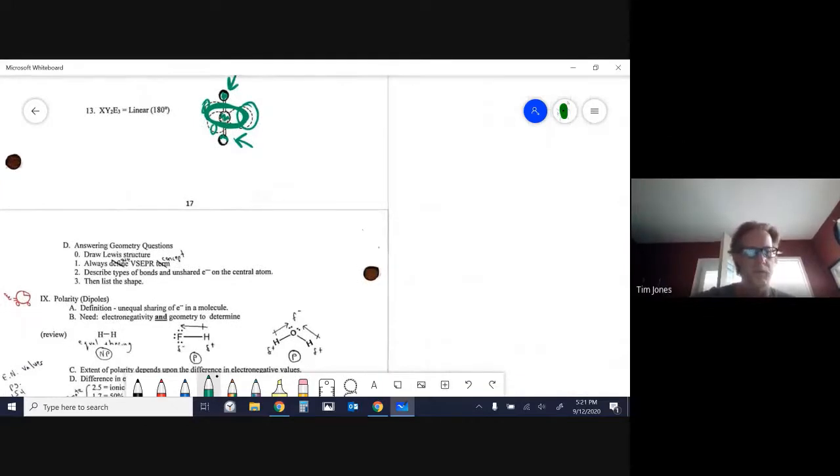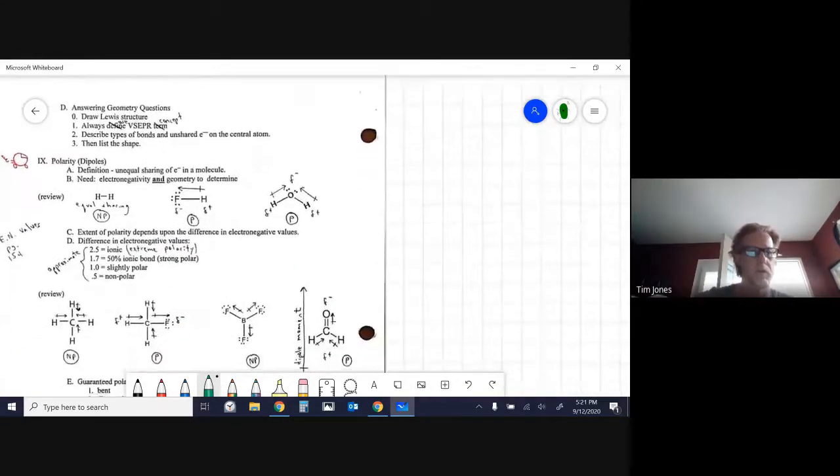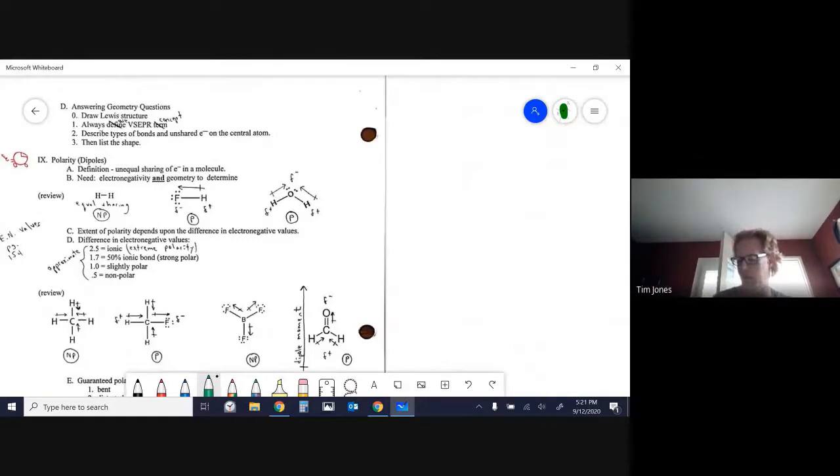All right, that's enough shapes. There's something in the notes right now that says, when answering geometry questions, it's always a good idea to draw the Lewis structure. If nothing else, it'll help you. If you can, use the VSEPR concept.